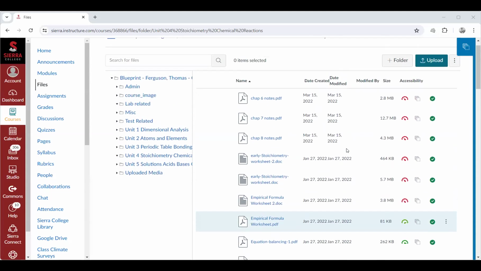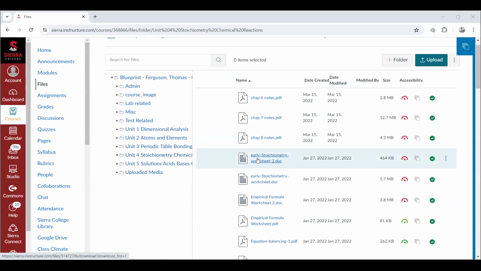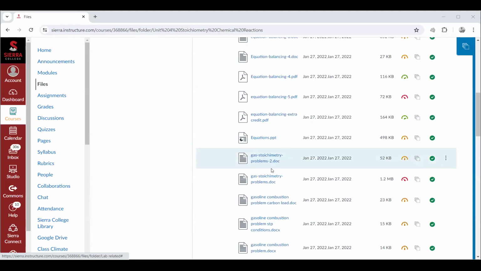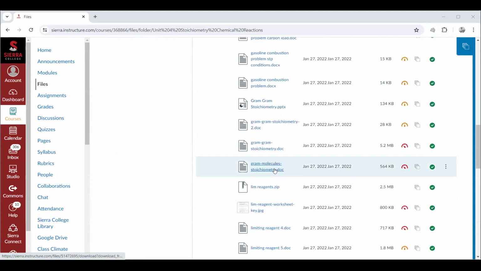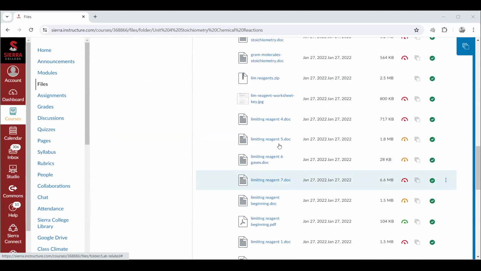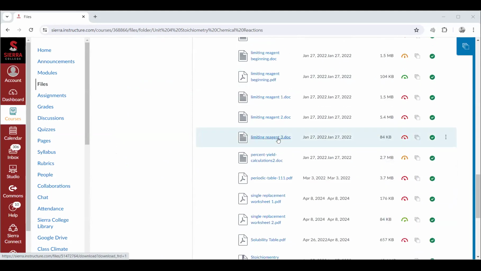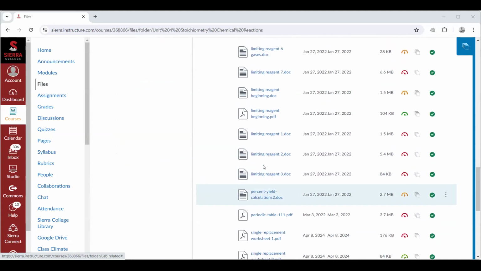If you go to Files, Unit 4, Stoichiometry, there are a lot of practice worksheets here for you. Lots on limiting reagents and reactants. We haven't talked about yield yet either.